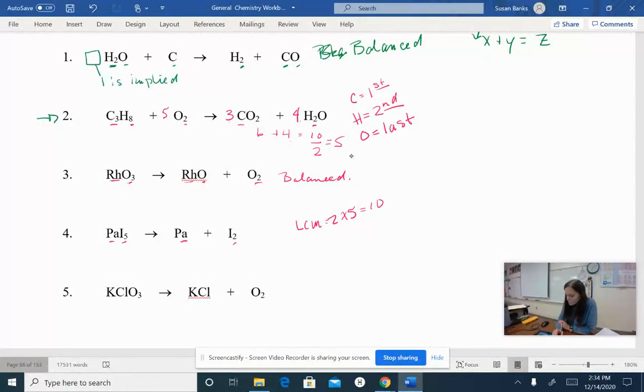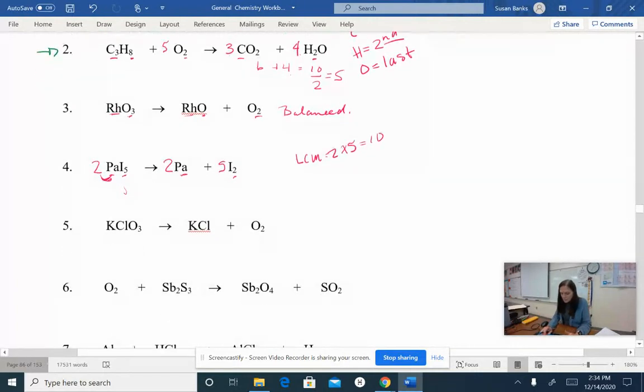So how much do I need to multiply 5 by to get 10? What times 5 is 10? 2. And what times 2 is 10? 5. Okay, so I'm going to leave that. Notice I also multiplied my praseodymium. So I need to multiply this by 2 as well so that I have 2 on both sides. Okay, I'm done with that.